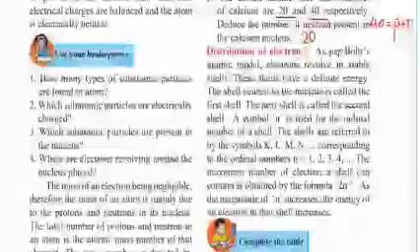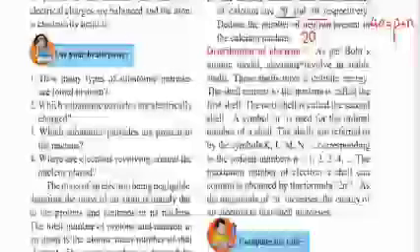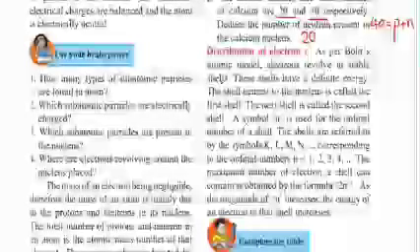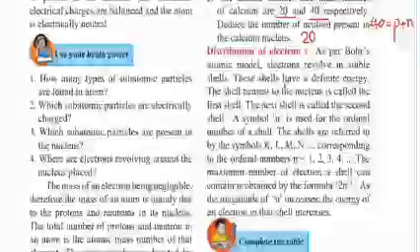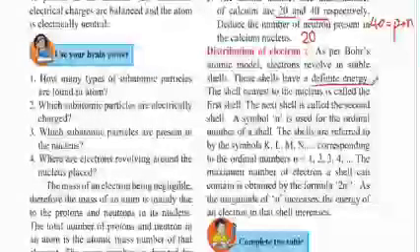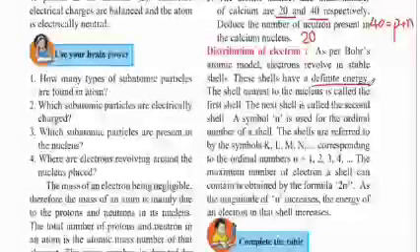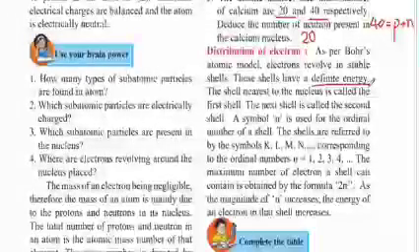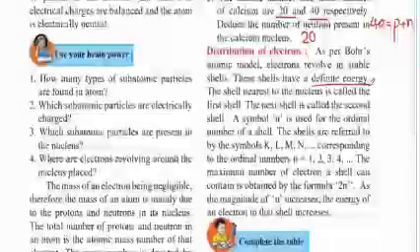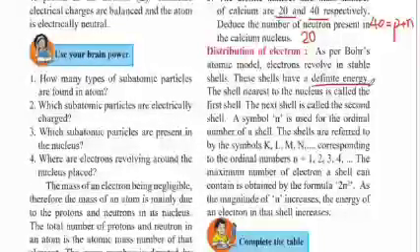So now we will study the distribution of electrons. As per Bohr's atomic model, electrons revolve in stable shells, and these shells Bohr had named K, L, M, N, etc. These shells have a definite energy, that is, each shell will have a specific amount of energy as per the atom. So the K shell will have a certain amount of energy, and that will be different from the L shell, M shell, etc.